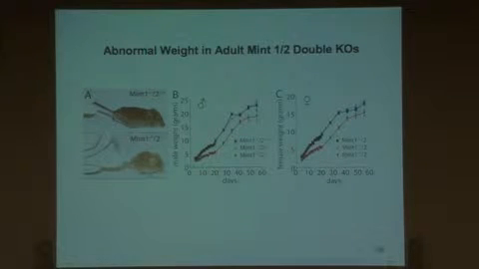So the 20% of the mice that survive are not normal. They're significantly smaller. We did a systematic weight curve for the males compared to the females, and both males and females are significantly smaller compared to their littermates, which are the MINT1 knockouts. Even though the MINT1 knockout had a small weight difference, the addition of the MINT2 deletion increased this weight difference dramatically.